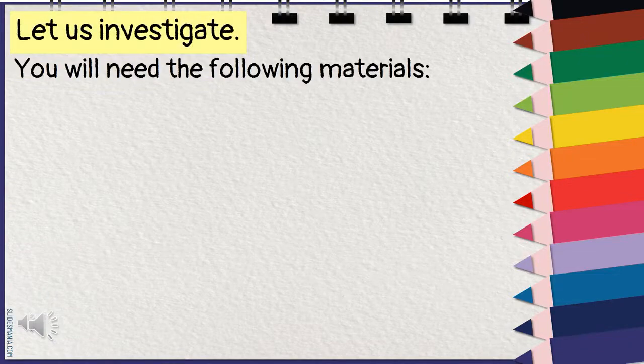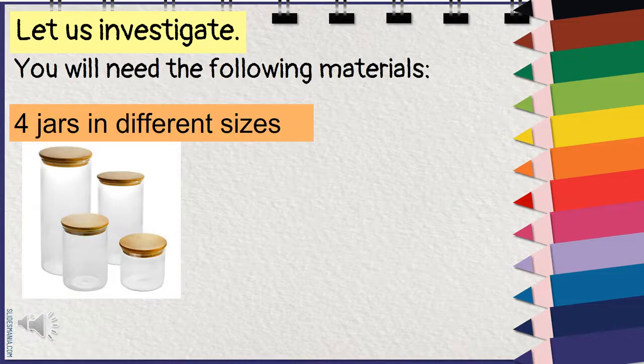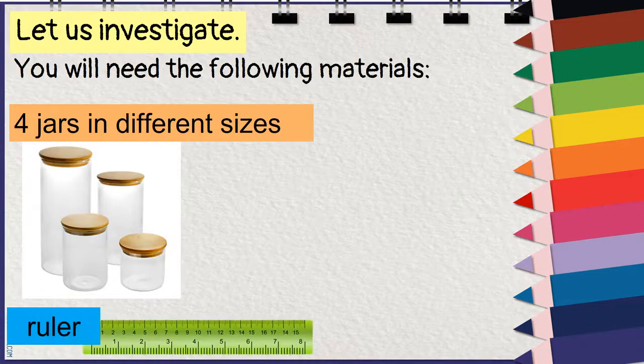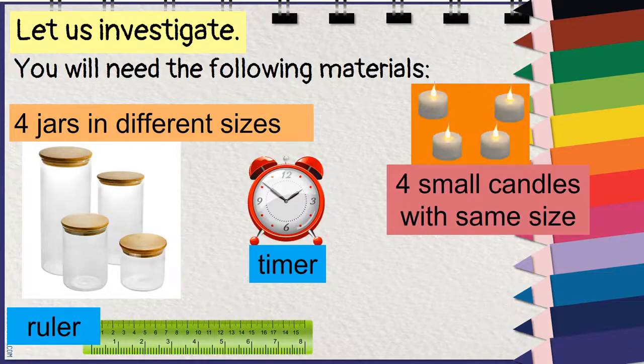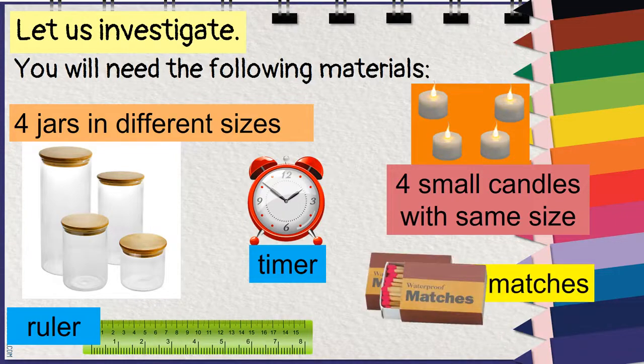You will need the following materials. Okay, first you need 4 jars in different sizes. And also you need the cooler, the timer, 4 small candles with the same size, and also matches.